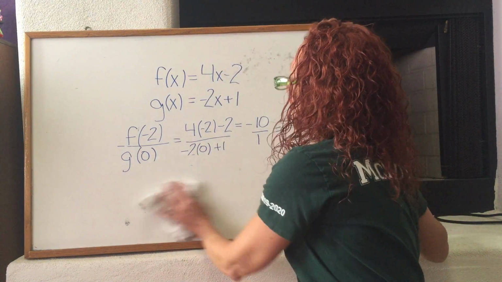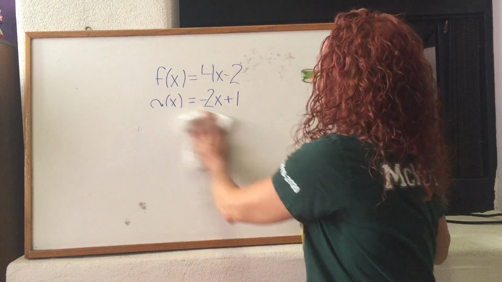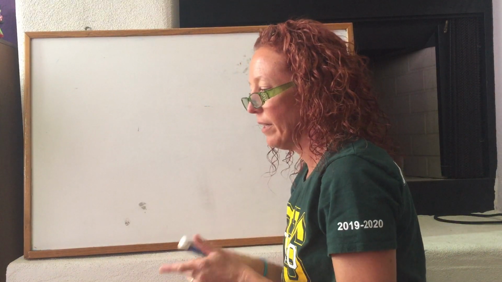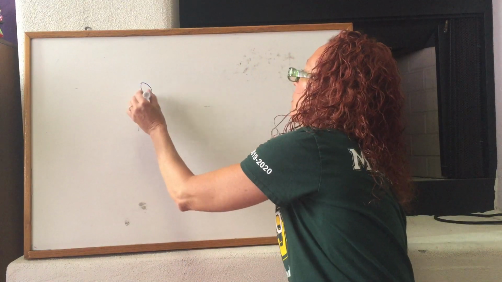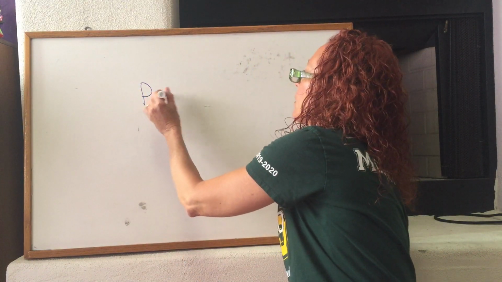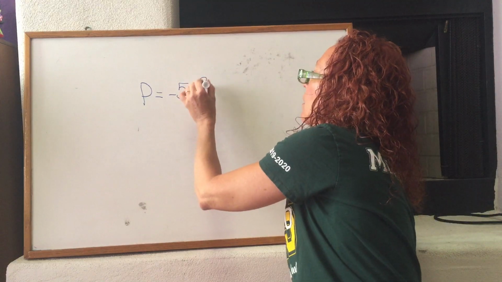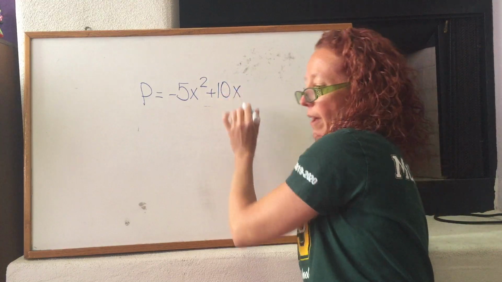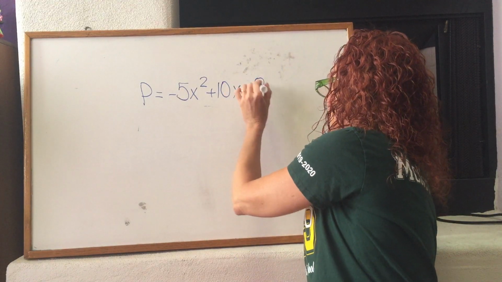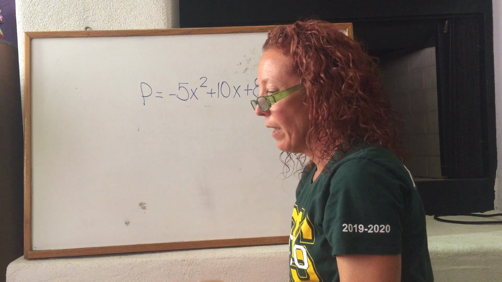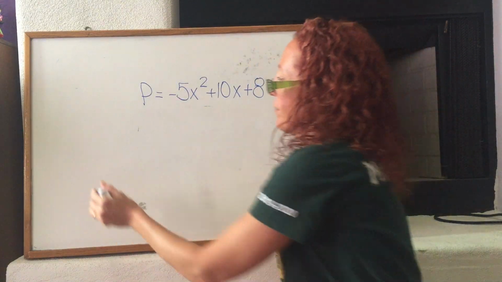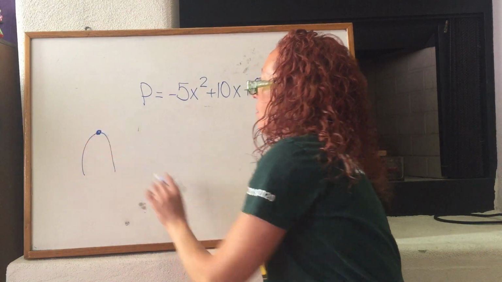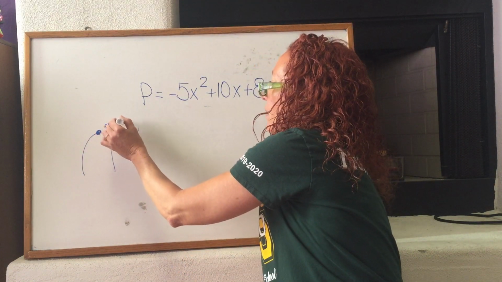All right, number 3. Number 3 is from chapter 11. It is the one word problem we looked at from chapter 11. It looks like it's a max or a min problem, so we're looking for where the vertex is of that quadratic function. Because this is negative, if I just sketched the graph, we know it's going to open down, so this is going to be a max value.